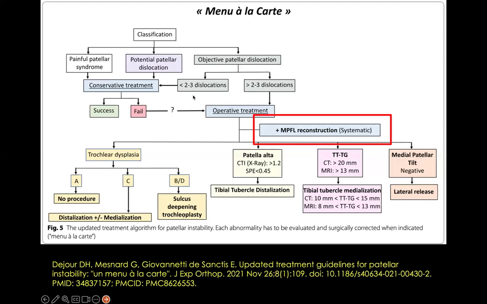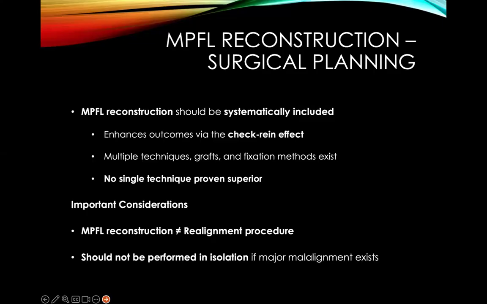Next, if the number of dislocations is less than 2 to 3 and conservative treatment does fail, or if the number of dislocations is more than 2 to 3, then we could offer operative treatment in the form of MPFL reconstruction. Typically, this is done arthroscopically. I will be telling it in brief.